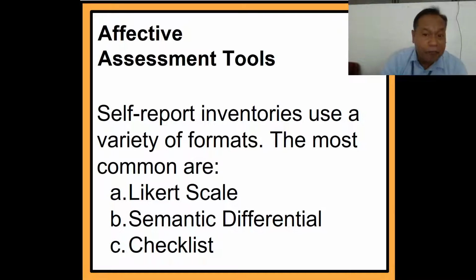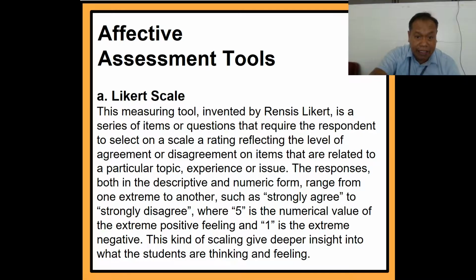Self-report questionnaires or inventories use a variety of formats. The most common are the Likert scale, the semantic differential, and the checklist. Let's look at the Likert scale. This measuring tool was invented by Rensis Likert, and it is a series of items or questions that require the respondent to select on a scale or rating reflecting the level of agreement or disagreement on items that are related to a particular topic, experience, or issue.